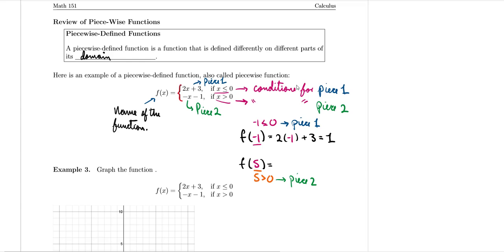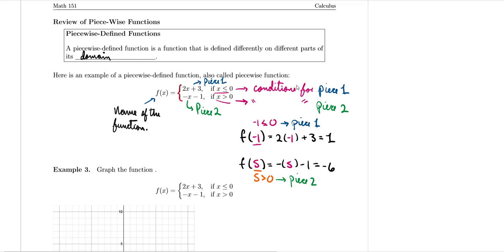Okay, so what was piece 2 asking us to do? It was -1 times the input minus 1. Okay, and that's going to give us here -5 minus 1, that's -6. So there you go. Notice again, one input, one output. You don't plug in the input into both pieces, guys. Just take a look at what the conditions are, so then you can determine which piece you're going to be selecting.